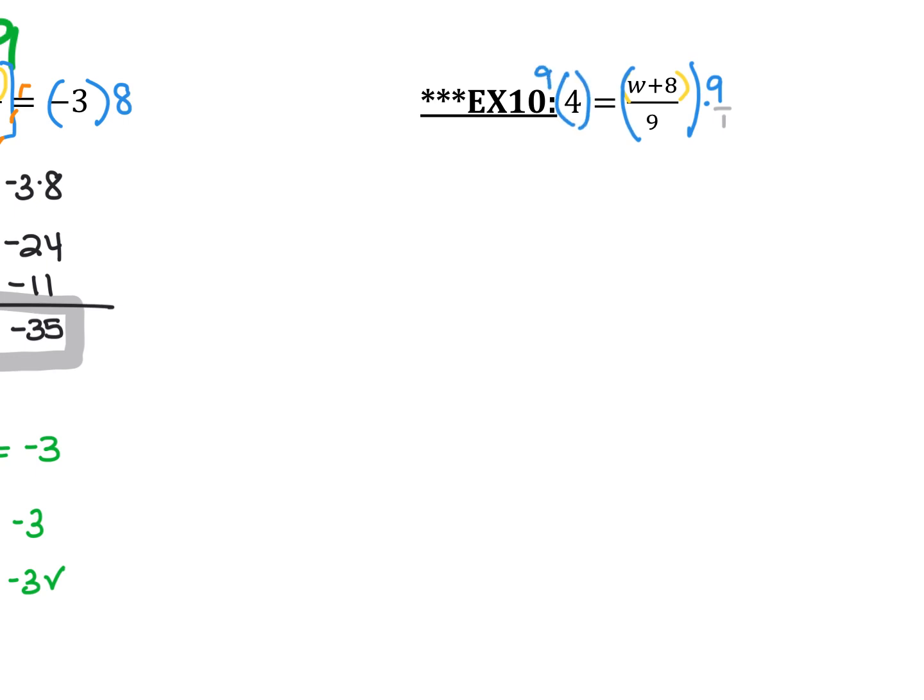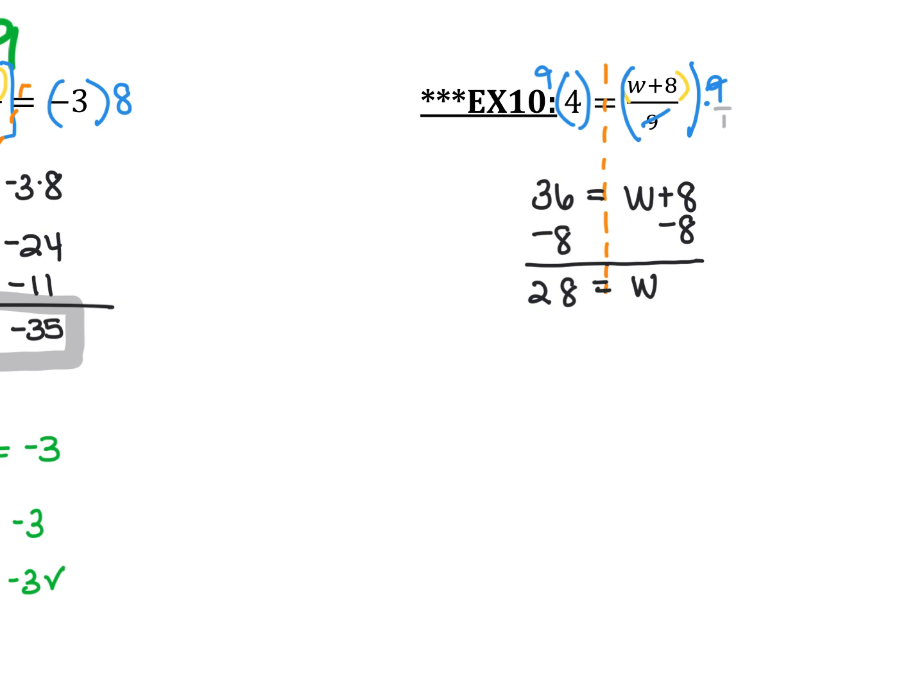And if it helps you, I did that because I'm doing the same thing on both sides of the equation. When I multiply 9 times 4, we get 36. And when I multiply the 9 by w plus 8 over 9, the 9s cancel out. And it leaves me with just w plus 8. And now I'm going to subtract 8. And I get w equals 28.